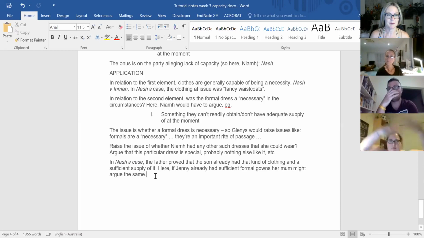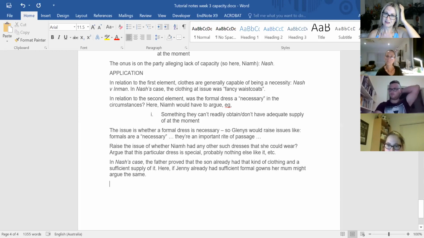Okay. So depending on the way that you argued, and I think this is quite arguable one way or the other, maybe it's not necessary if she already had sufficient formal dresses. I personally would say that a formal dress is necessary because it's an important rite of passage. And I personally would probably come down on the side of yes, it would be enforceable.